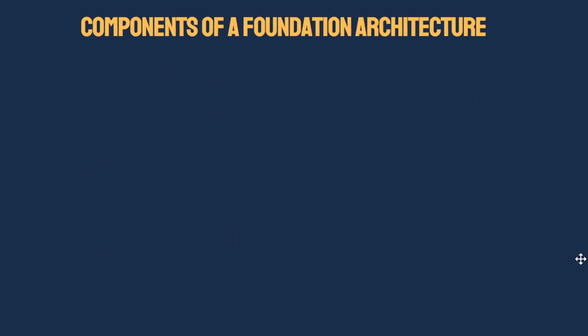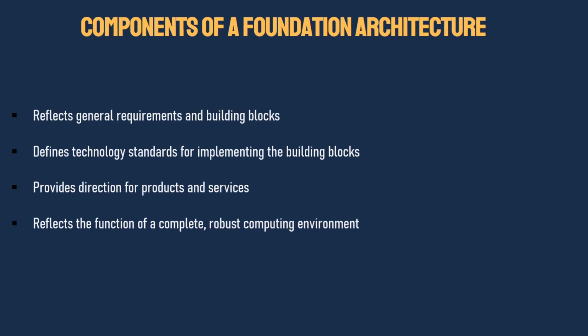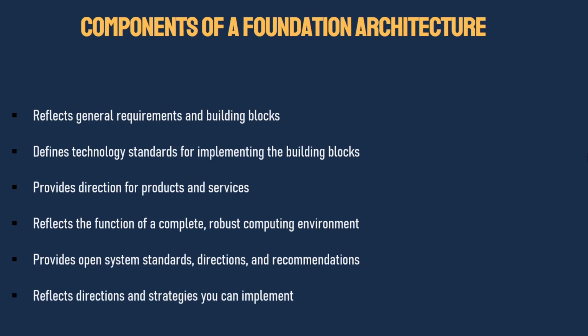Components of foundation architecture. Let's talk about foundation architecture. Foundation architecture reflects general requirements and building blocks. It defines technology standards for implementing those building blocks and provides directions for products and services. It reflects the function of a complete robust computing environment. It also provides open system standards, directions, and recommendations. It reflects the overall direction and the strategies that you can implement.